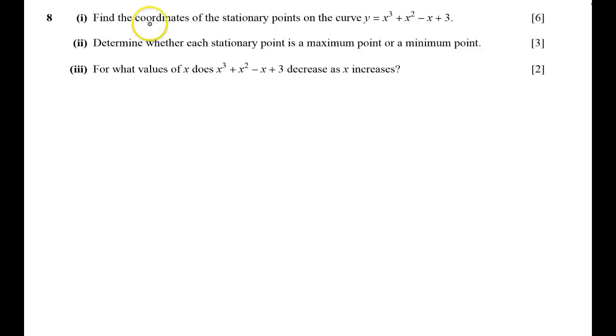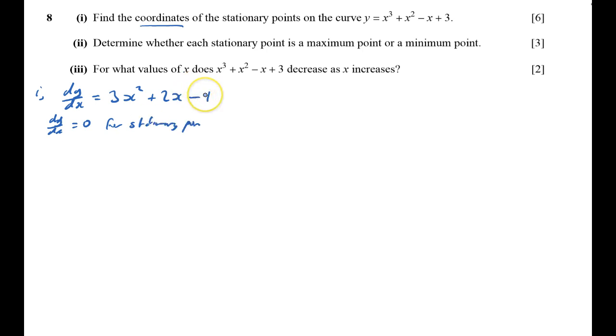Okay, I've got to find the coordinates of the stationary points of this curve. So for coordinates, I need to work out dy by dx and put that equal to 0. So dy by dx is 3x squared plus 2x minus 1. Okay, I want to set that equal to 0, so dy by dx equals 0 for stationary points. And so I get 3x squared plus 2x minus 1 equals 0.